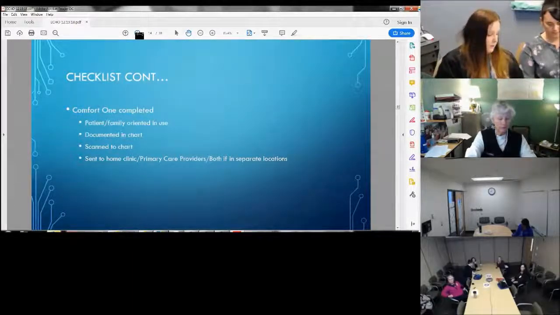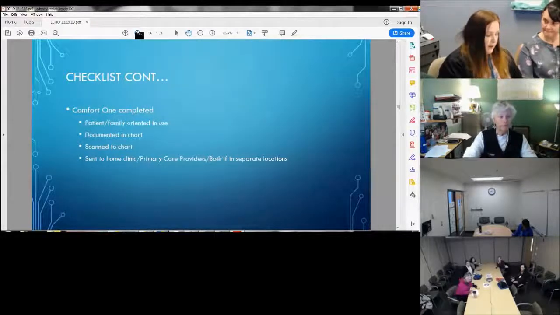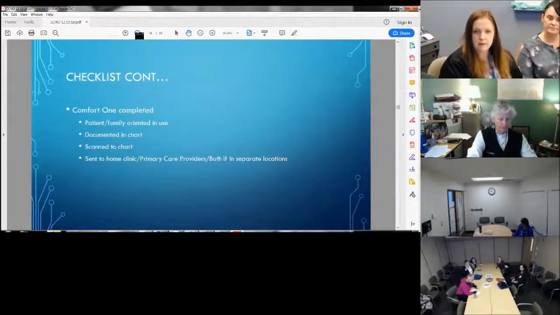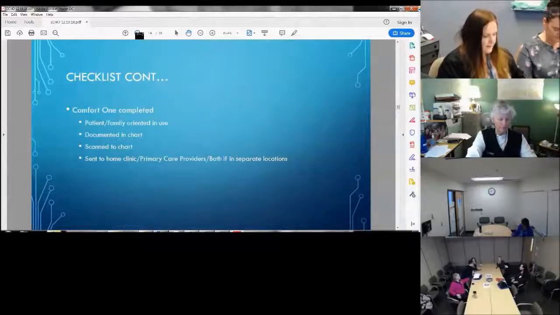Next slide. Another thing we like to have completed is the Comfort One. Again, if we can't have it completed prior to their travel back to their village, we at least want them to be aware of it. If it is completed, we'll document it in their chart, with a copy provided to the village, the primary care provider at the hub, a copy for the patient to post on their refrigerator, and we usually keep a copy in clinic too.